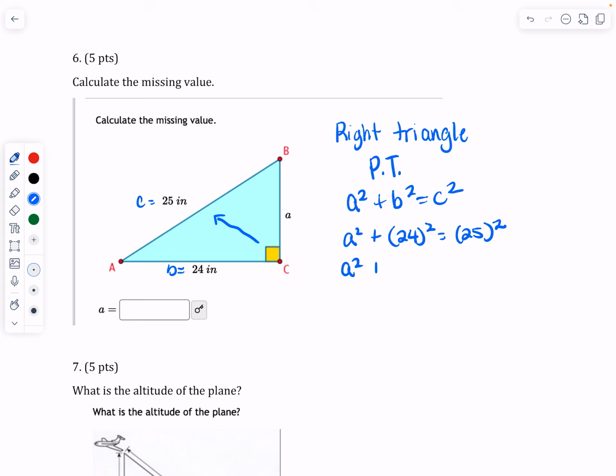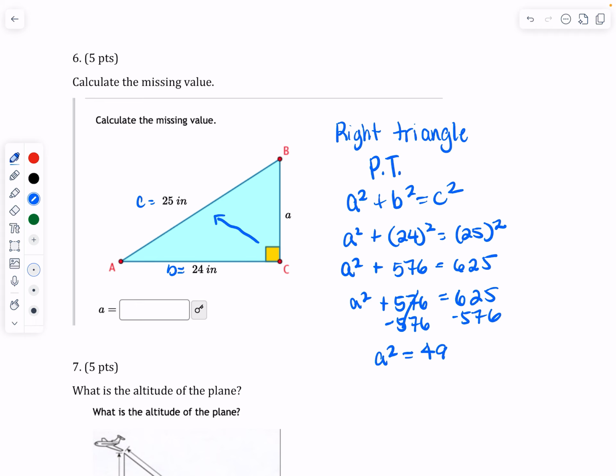So a squared plus, now I have to find 24 squared. You can either do 24 times 24, or if you have a squared key, you can use that. When I did that, I got 576. And now I have to square 25. Again, you can do 25 times 25, or 25 raised to the second power, and that's 625. My next step is to subtract off the 576 from both sides. So 625 minus 576 equals 49.